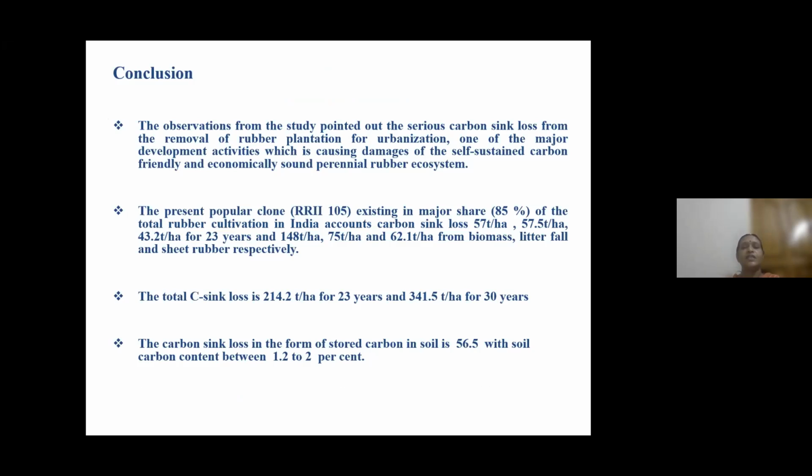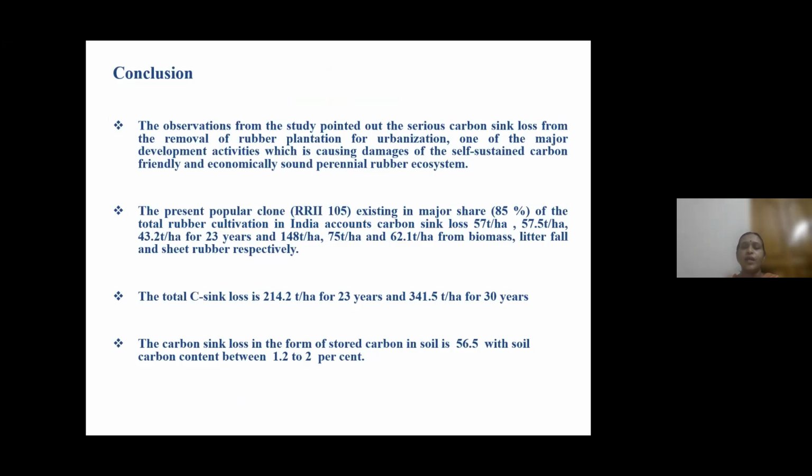And from the study, the conclusion is that the observation from the study pointed out the serious carbon loss by the removal of rubber plantation for urbanization, one of the major development activities, which is causing damage to a self-sustained, carbon-friendly and economically sound perennial rubber ecosystem.